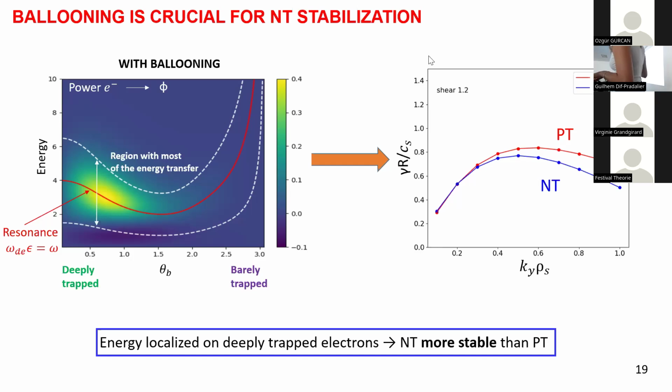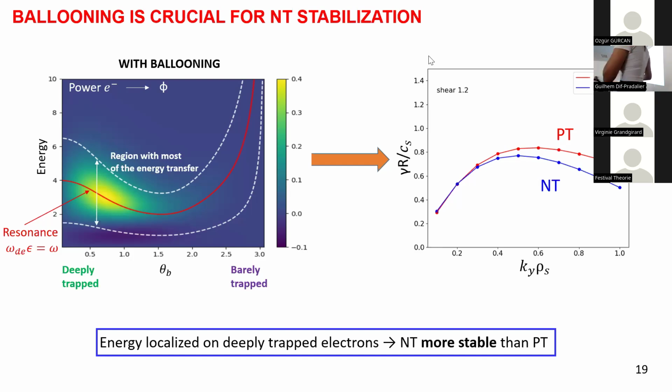This means that if we look at the energy on deeply trapped electrons, negative triangularity is indeed more stable than positive triangularity. This points towards the fact that deeply trapped electrons are quite important for negative triangularity stabilization.